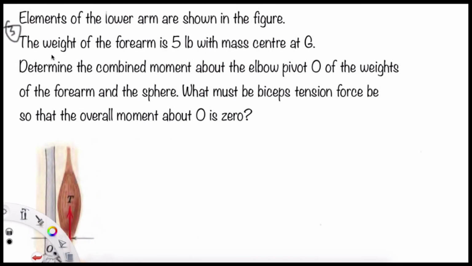And for the third example, we have the elements of the lower arm shown in the figure below, and the weight of the forearm is 5 pounds with mass center at G. Determine the combined moment about the elbow pivot O of the weight of the forearm and the sphere. What must the tension force be so that the overall moment at O is 0? It will be 0 at the point O, I mean here.